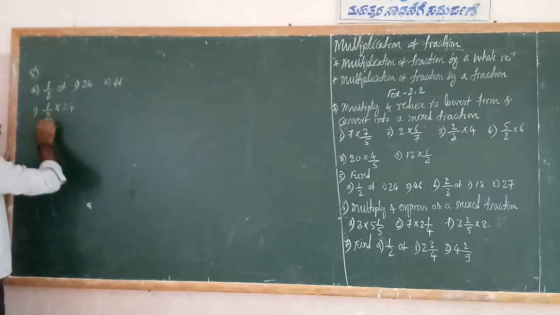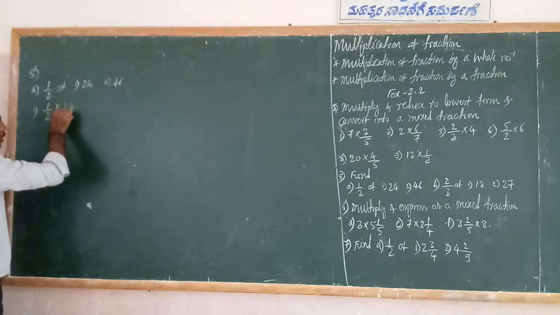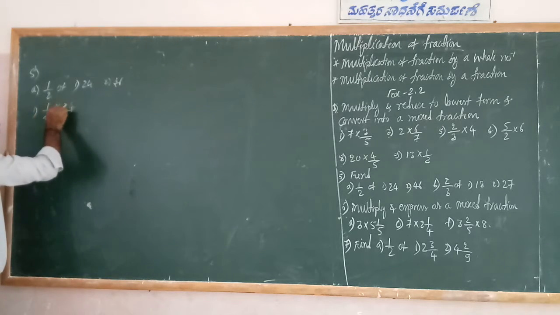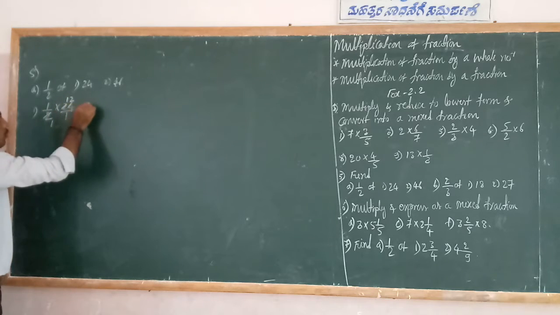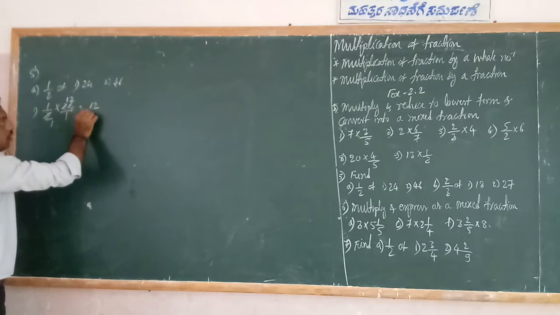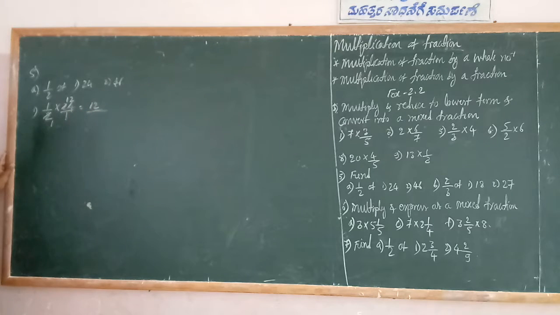Okay. See, 1 by 2 into 24. Under 2 and 24, nothing is there means 1. 2 and 24, what you have to do? Divide it. So 2 1s are 2, 2 2s are 4. What is the remaining here? 12. 12 into 1 is 12. 1 into 1 is 1. Nothing is there means 1 is understood. So 12 you have to write. 1 you don't have to write. It is understood. So that's all.